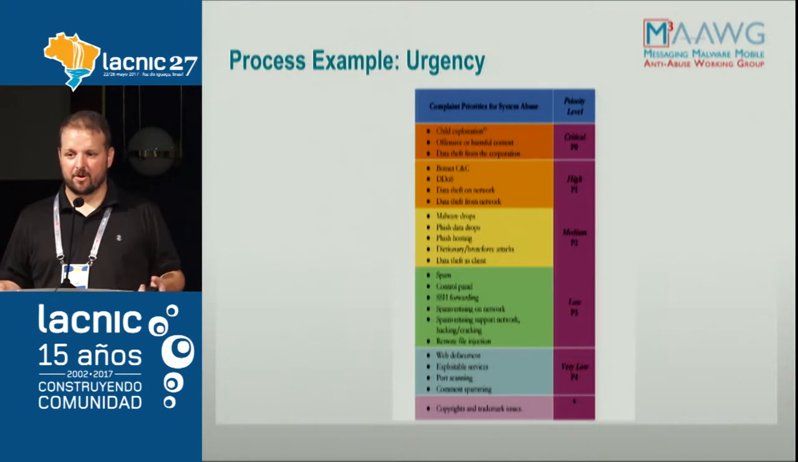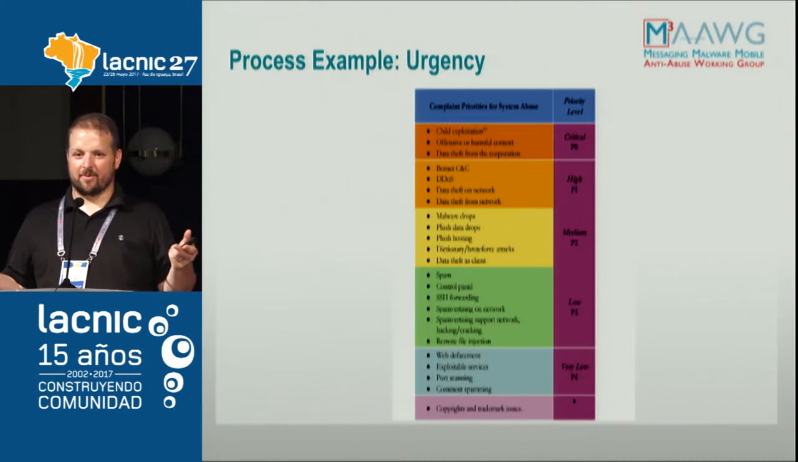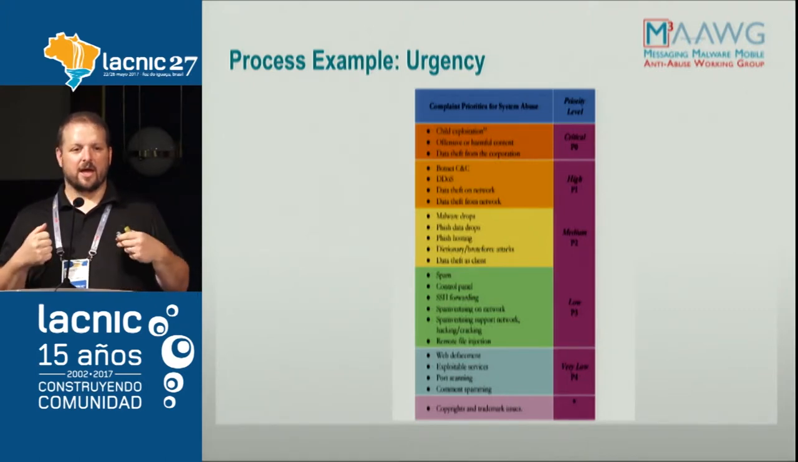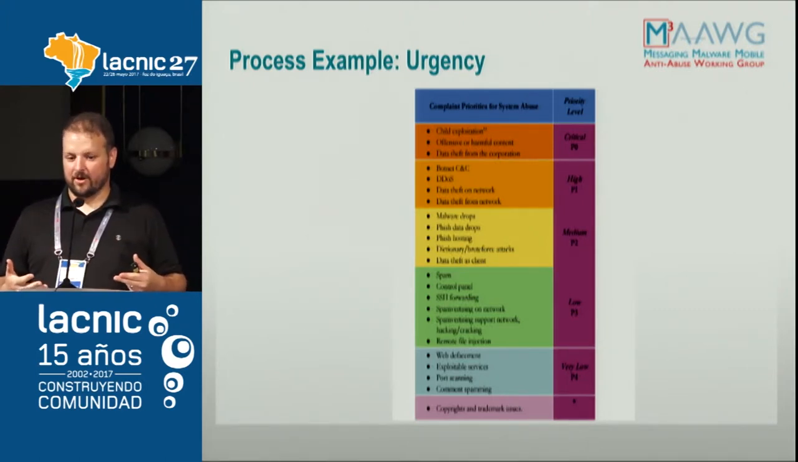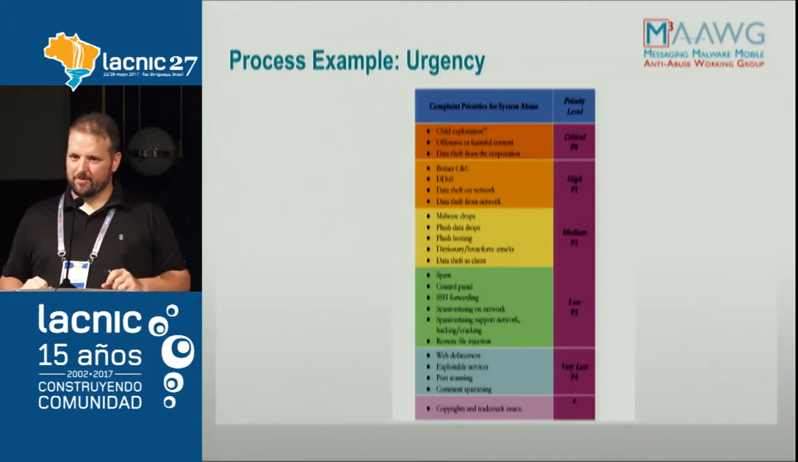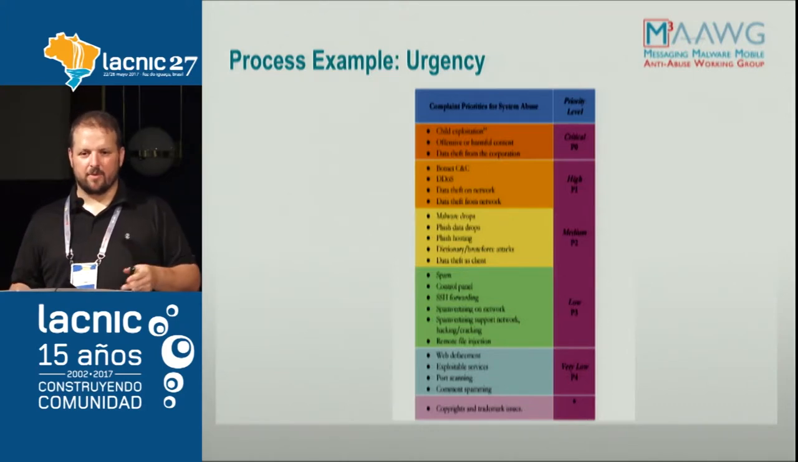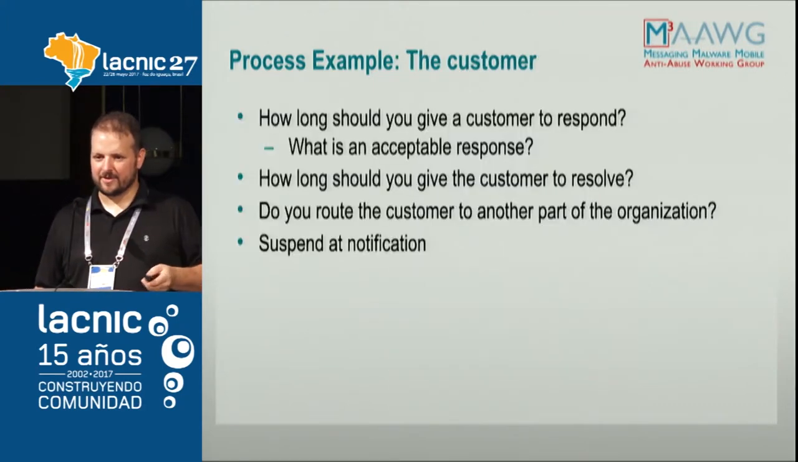If somebody wakes up tomorrow and wants to say, I want to start a hosting company and I want to make sure that I don't have abuse on my network, we want them to be able to reference this document and say, okay, I can do this, this, this, this, and this, and they'd be able to figure it out. So that's a little bit on the urgency and some of the thought behind us developing that. So, gone to urgency, we've decided our type.